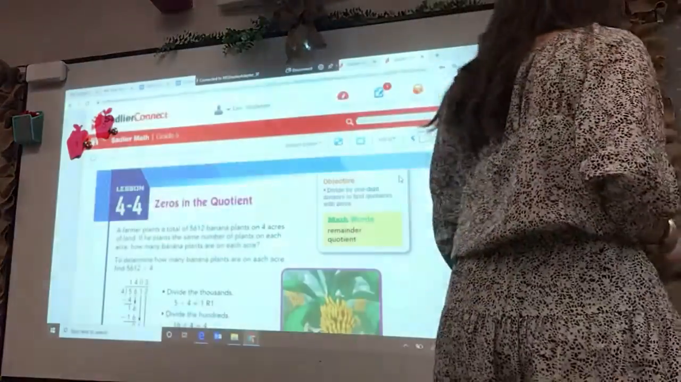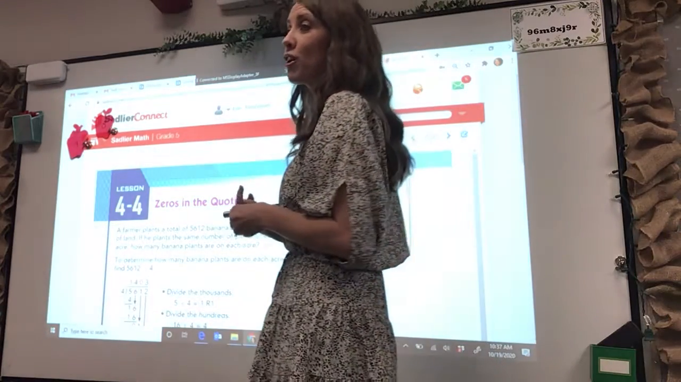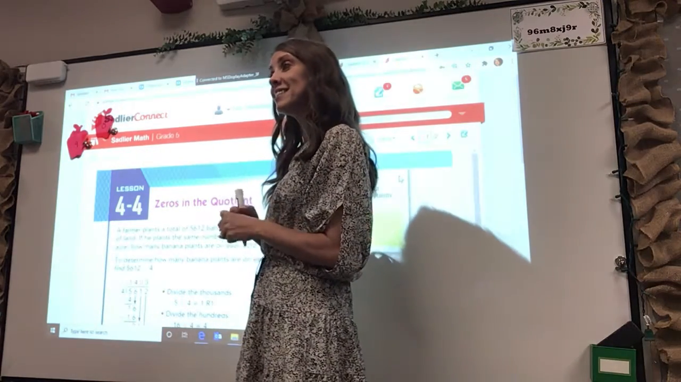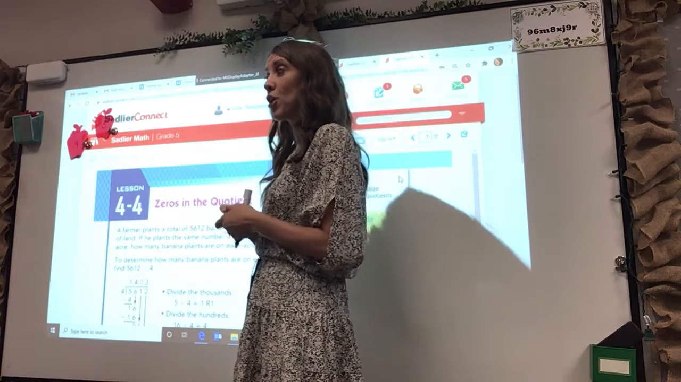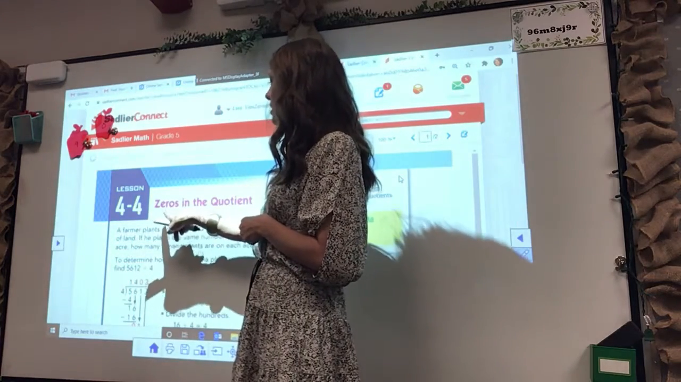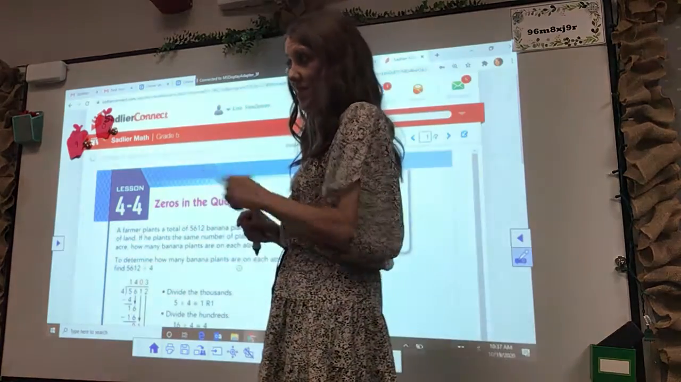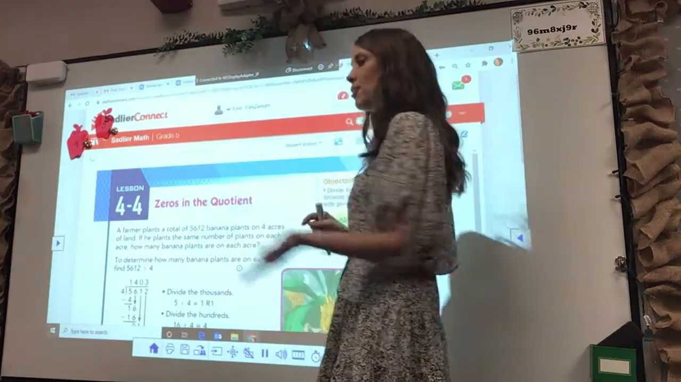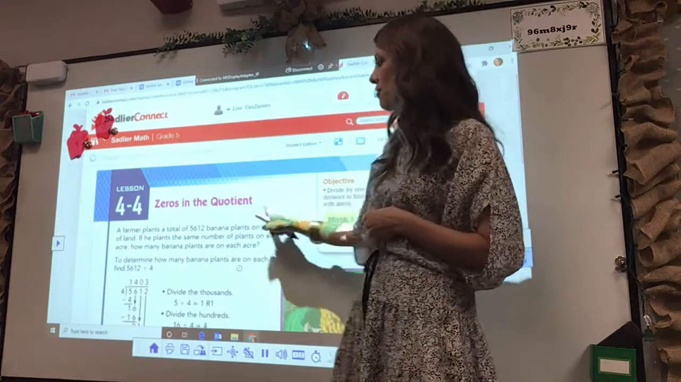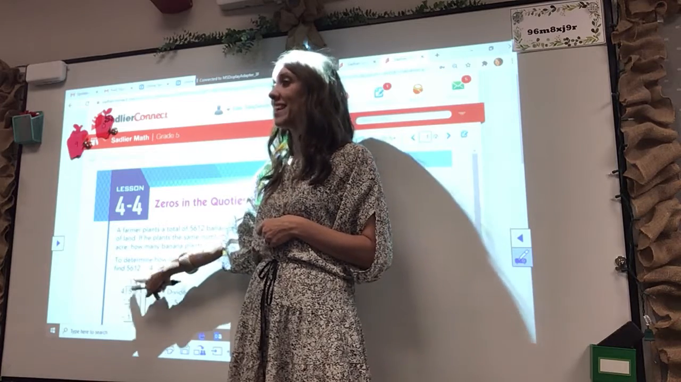All right, so we are moving on to lesson 4-4, which is very similar to long division, which we did in 4-3. The only difference is there are going to be zeros in the quotient. What is a quotient? Yes? Answer to a division problem. Thank you. It's the answer to a division problem. So you're going to find how to do long division when there's a zero in the answer.